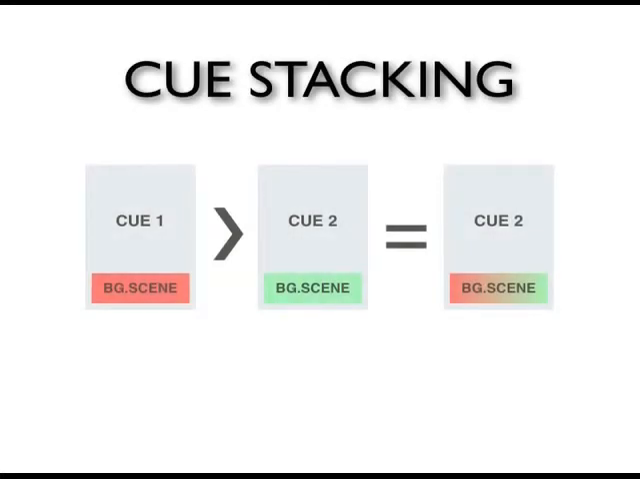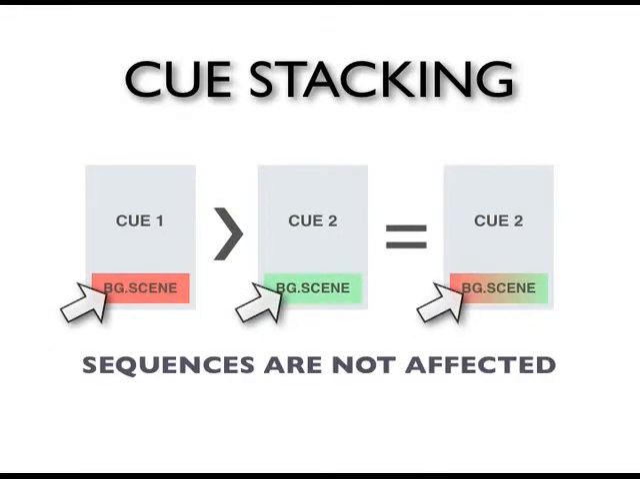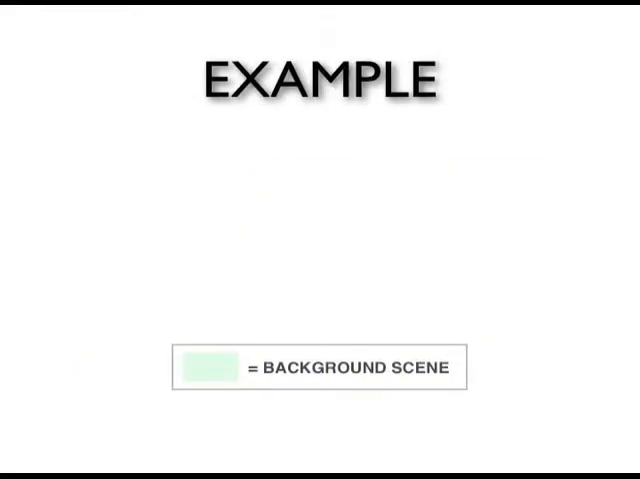Queue stacking refers to the way Xciter combines background scenes when going from one queue to another. As sequences are not affected by queue stacking, we will, for simplicity, only depict queues as having background scenes. Let's take a look at a small example first.